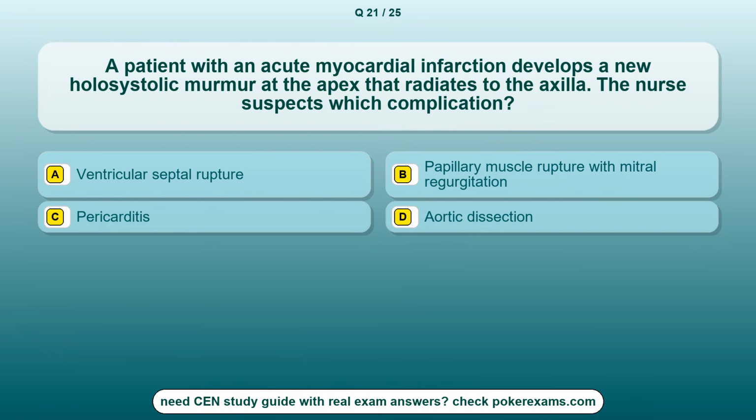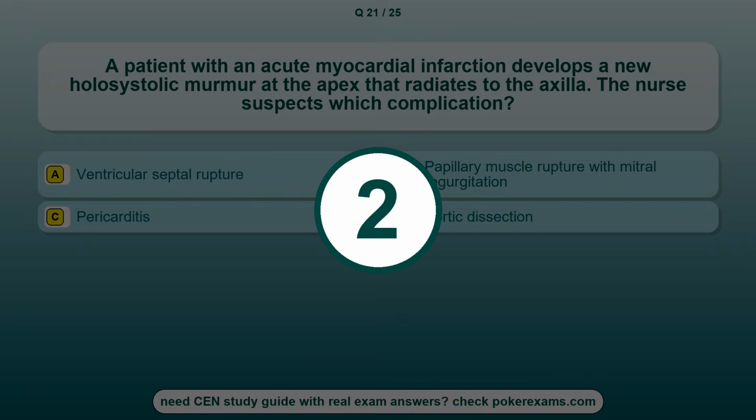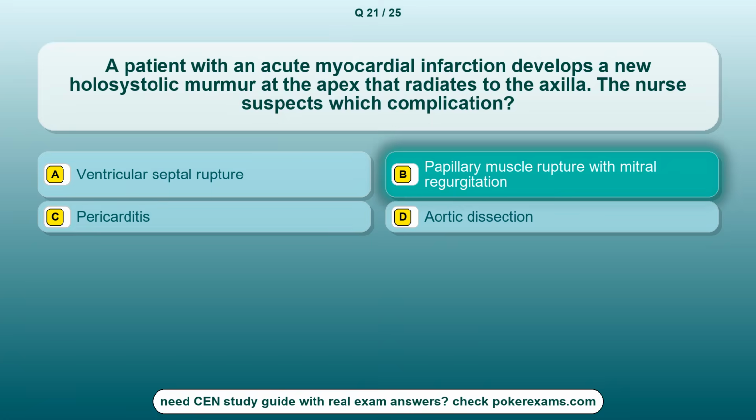Question 21. A patient with an acute myocardial infarction develops a new holosystolic murmur at the apex that radiates to the axilla. The nurse suspects which complication? Option A, ventricular septal rupture. Option B, papillary muscle rupture with mitral regurgitation. Option C, pericarditis. Option D, aortic dissection. The correct answer is option B, papillary muscle rupture with mitral regurgitation.